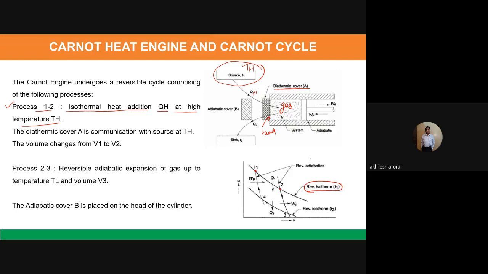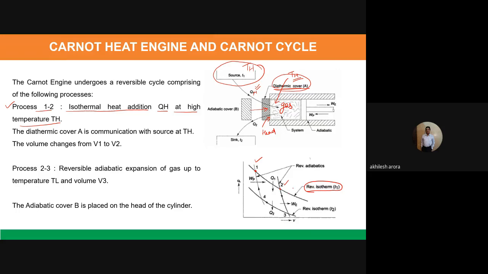So basically it means if the temperature of the source here is TH, then the temperature of the gas here is also TH. So there is no temperature difference. So the heat is being transferred from the source to the gas at the same temperature TH, and this heat transfer is equal to QH. Now what happens when this gas is expanding from state point 1 to state point 2? Suddenly what we do is we replace this diathermic cover with this adiabatic cover. Now further expansion takes place as a reversible adiabatic process.